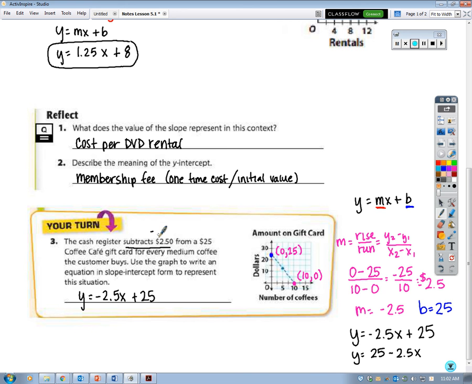Subtracts $2.50, so that's our negative 2.50 per coffee from a $25 card, right? So that's our initial value. So this is our m and b. And that's where we're going next.